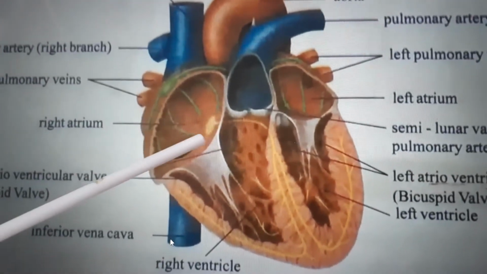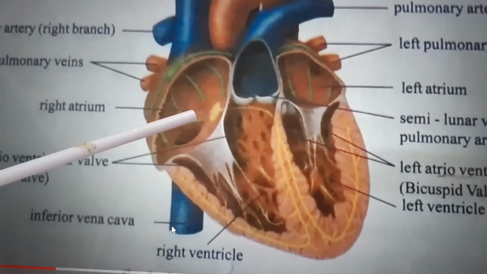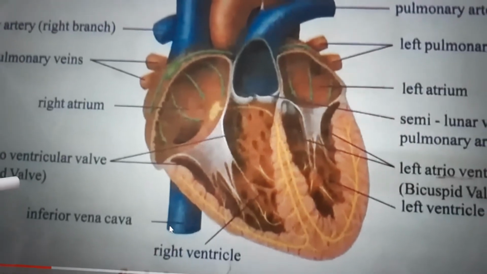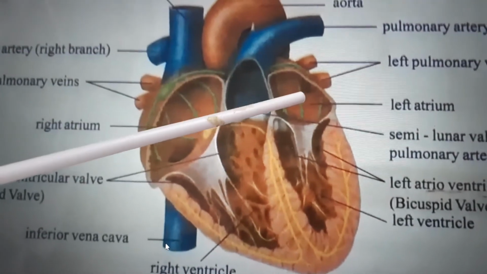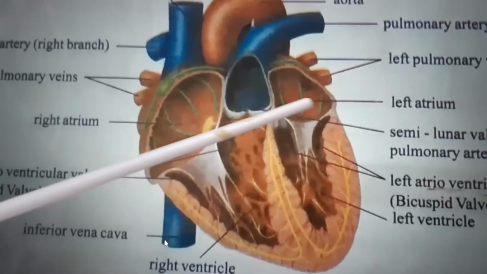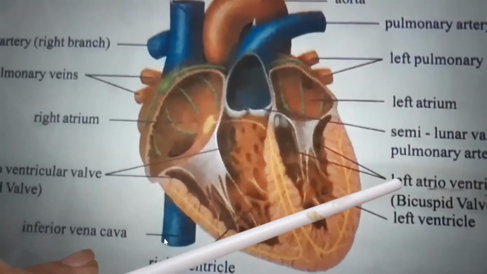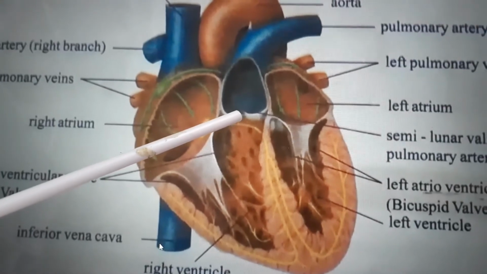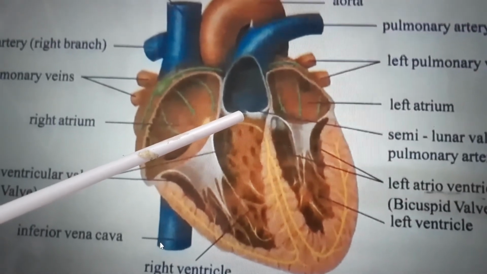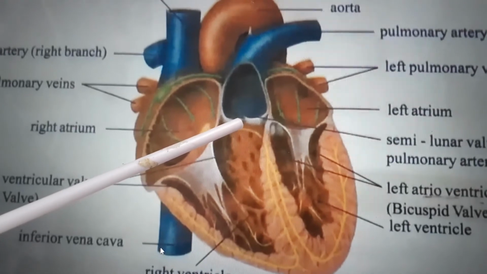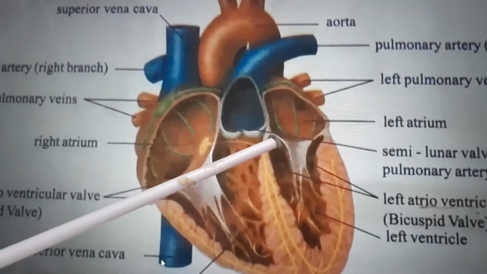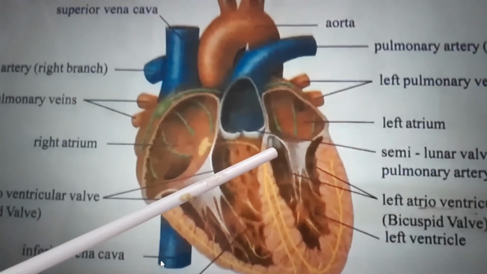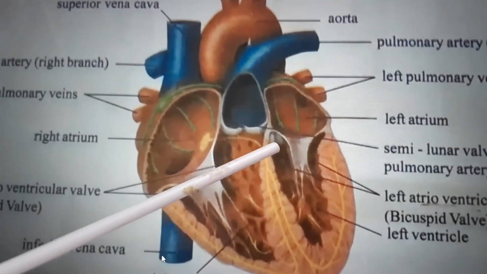Like that, in the human heart, 4 valves are present. In between the right auricle and right ventricle, the aperture is guarded by the tricuspid valve. In between the left auricle and left ventricle, the aperture is guarded by the bicuspid valve. At the starting point of the pulmonary artery, there is a valve, the semilunar pulmonary valve, and at the starting point of the aorta, there is a valve called the semilunar aortic valve or systemic valve.